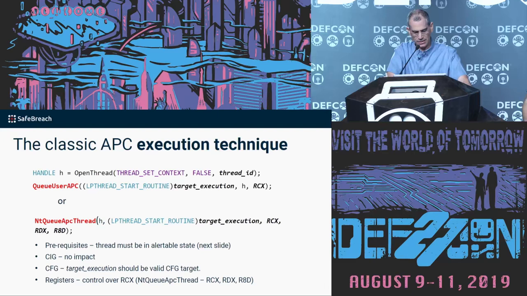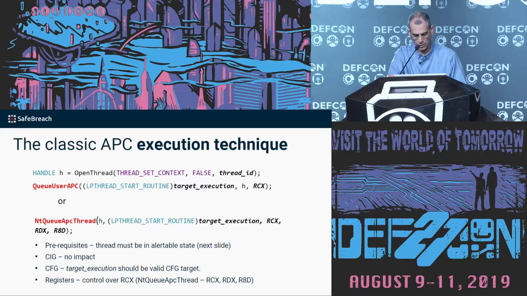is relevant because the target execution should be a valid CFG target, again enforced by Windows at execution time. QueueUserAPC grants us control over RCX. NtQueueApcThread grants us control over 2.5 registers: RCX, RDX, and the lower half of R8. This can be quite useful for functions that accept up to 3 arguments.